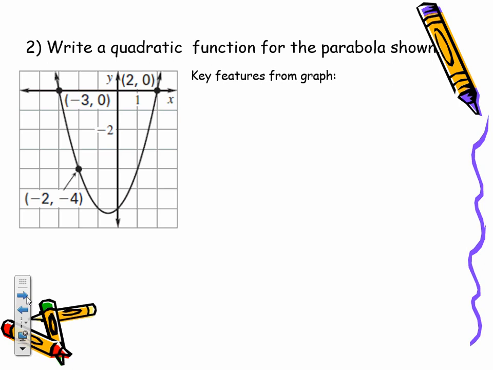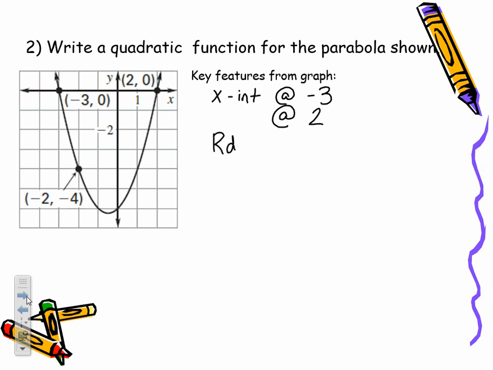Write the quadratic function for this parabola shown. So again, I'm going to just steal some key features off the graph here, try to figure out what the key features are first. I see x-intercepts this time. I see an x-intercept at -3, and I also see one at 2. So it crosses at those two places.